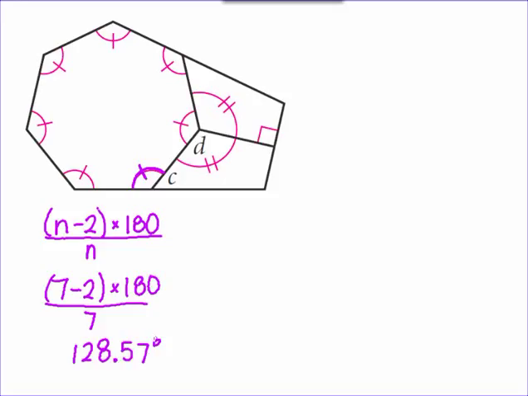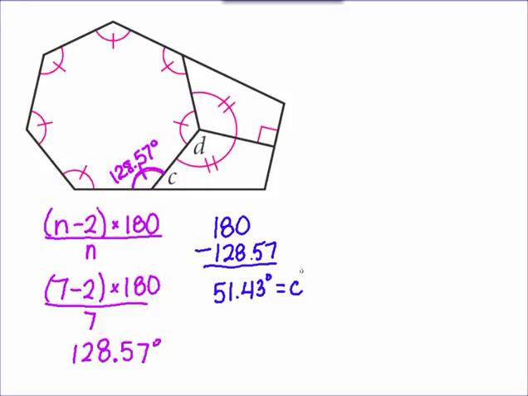Now granted, we're just going to have to fudge a little bit here. We're not going to answer in decimals. And so this is 128.57. So now, how can you find what C is? Subtract that from 180. Very good. So I'm going to take 180 minus 128.57. And what do you get? 51.43 degrees. And that equals C.